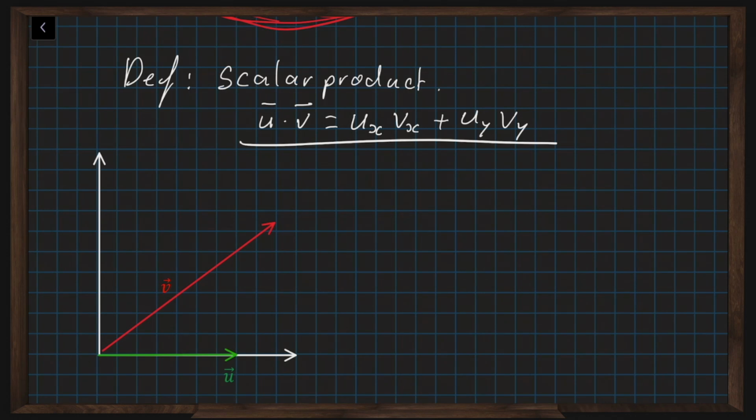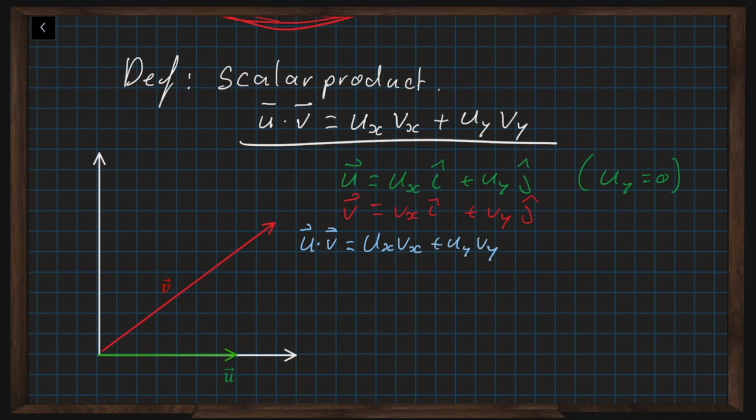Well, let's take the vectors that I've drawn on screen. We have u. Now that is clearly ux i hat plus uy j hat. But remember that uy is equal to 0. Next we have v, which is vx i hat plus vy j hat. So now we take the dot product of the two. u dot v is equal to ux vx plus uy vy. But remember that uy is 0, so this cancels out.